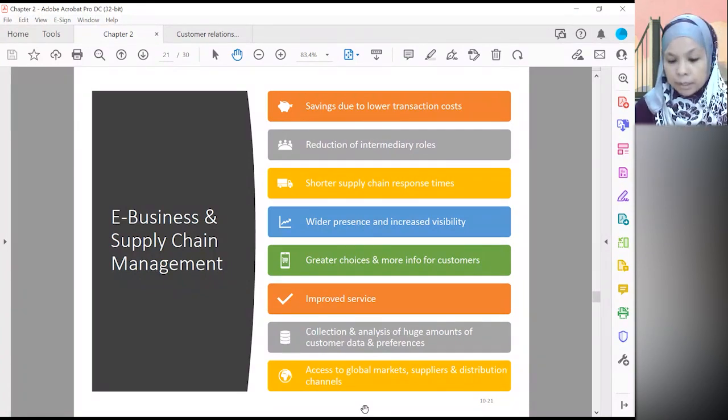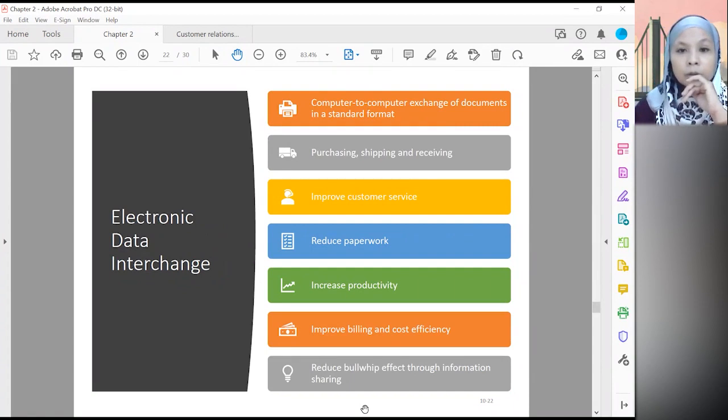All right. And then for supply chain management, EDI is computer-to-computer exchange of documents in a standard format, where we do purchasing, shipping, and receiving. And then it improves customer service, reduces paperwork, increases productivity, improves billing and cost efficiency, and reduces the bullwhip effect through information sharing. Okay, so these are the benefits of using EDI in supply chain management.